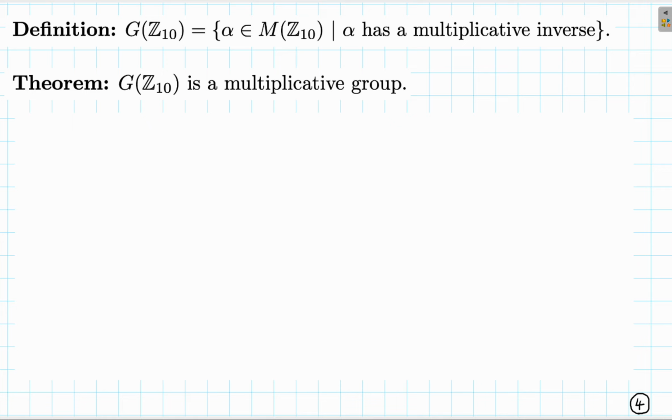A couple of remarks about G of Z10. First, this is exactly like how we obtained U10 from Z10. The second remark is the use of the letter G here. This particular subset is often called the general linear group, and therefore the use of the letter G here. So we'll go through the argument. The claim here is that G of Z10 is a group under multiplication, just like U10 was a group under multiplication. So let's go through the argument.